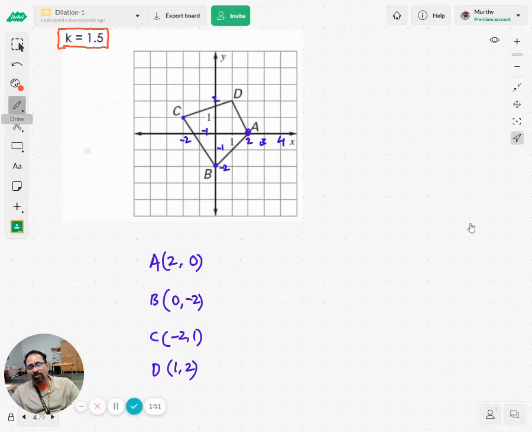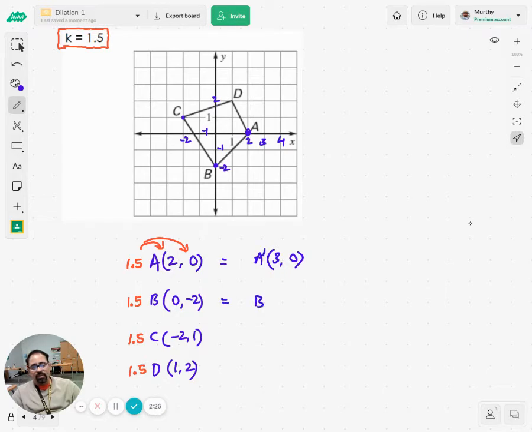In order to get the dilated image, we have to multiply every point with the scale factor, which is 1.5. Therefore, you multiply every value by 1.5. 1.5 times 2 is 3. Make use of a calculator if necessary. 1.5 times 0 is 0. This is our A prime.